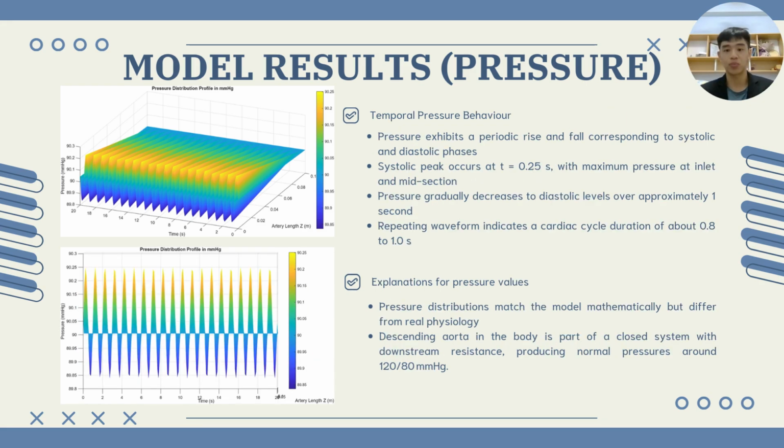When we see the pressure distribution profiles from a perspective of pressure against time, we can see that it is a series of periodic rise and fall events, which correspond to the systolic and diastolic phases of the cardiac cycle. From this diagram, we can see there are a lot of systolic peaks that occur with an interval of 1 second, which corresponds to one cardiac cycle, starting at t equals 0.25 seconds with the maximum pressure at the inlet and the midsection of the model.